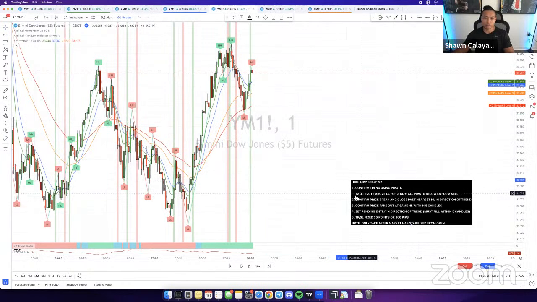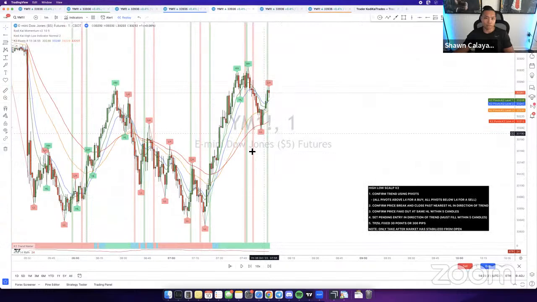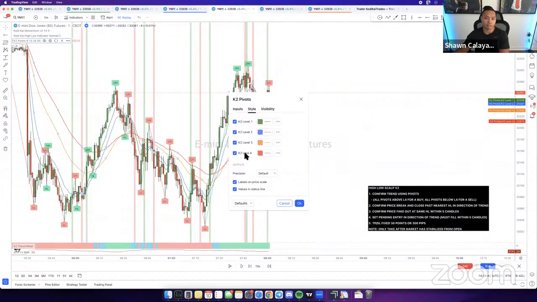Looking at the requirements here, first you want to confirm the trend using the pivots. In order to confirm the trend using the pivots, you want to make sure that price is above the pivots, the pivots are angling up, and you have the red pivot below all the other pivots. Well, I don't want to call it by color. I'll identify this as level 4. That's why it says L4 there. So it says all pivots above L4 for a buy, all pivots below L4 for a sell.